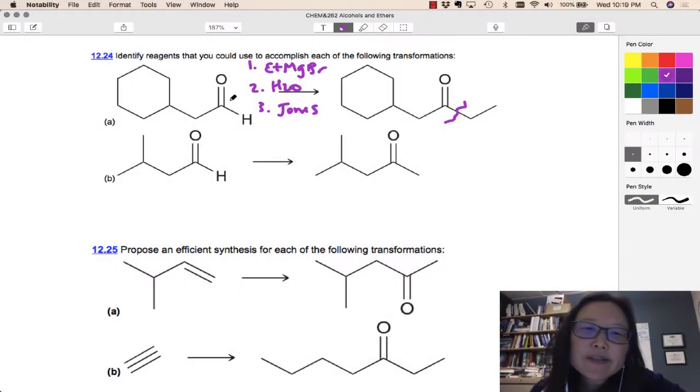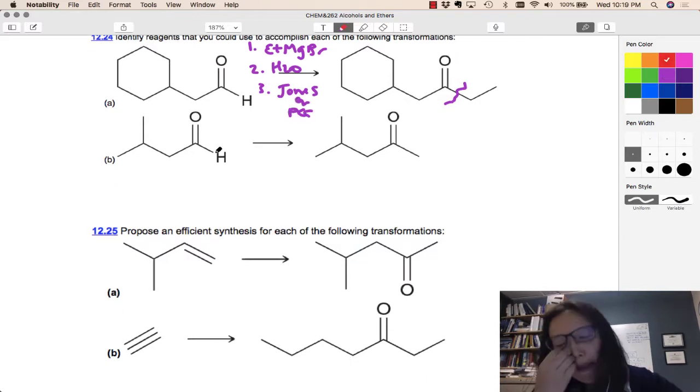Alright guys, so for this one you need ethyl magnesium bromide. That's going to attack your carbonyl. Then you're going to end up with an oxygen anion, and then water will protonate that. But you'll get an alcohol here, so you have to oxidize it using Jones reagent. Or you can put sodium dichromate or chromic acid or chromium trioxide, any of those stronger ones. PCC will also be fine because we are just making a ketone here. So PCC is also okay.